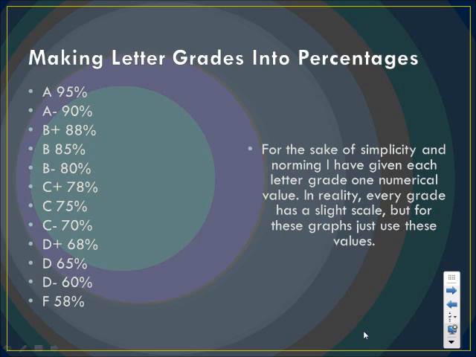And on your transcript, it says you have an A minus, but you don't know what kind of A minus is that. Is it an 89? Is it an 88? Is it an 87? You don't know. So I've just assigned an A minus, 1 numerical value, 90%. Check and check.